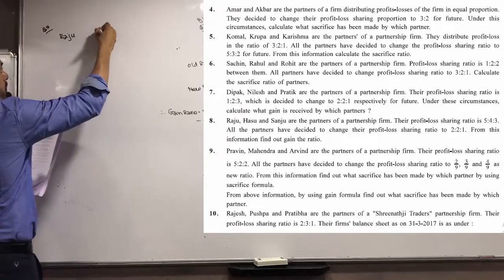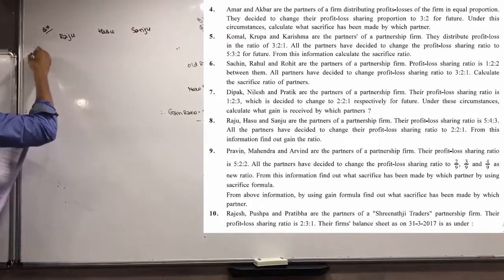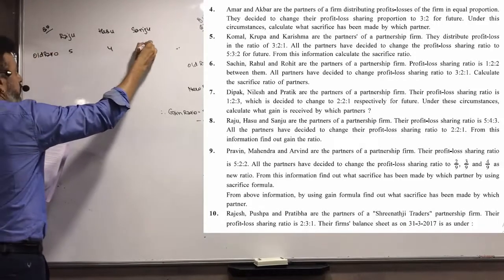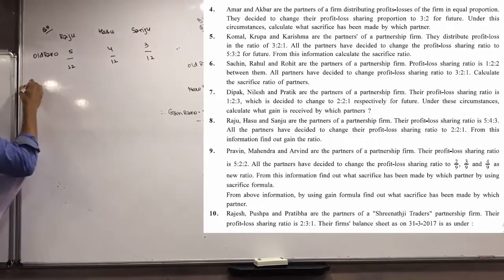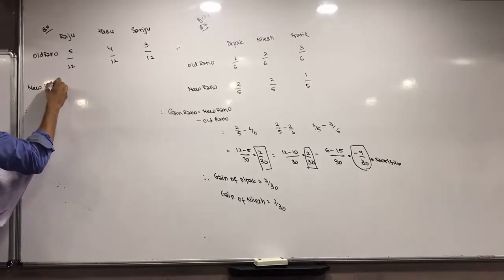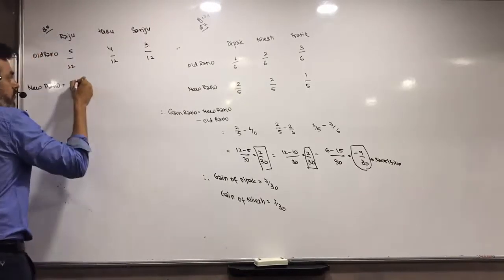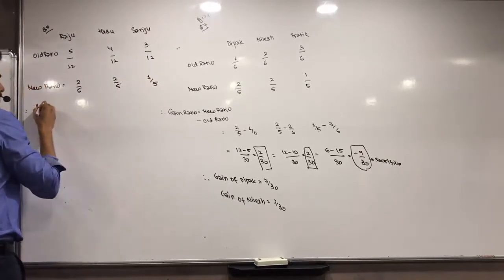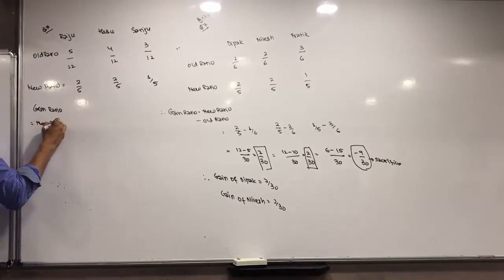Raju, Hasu and Sanju. Old ratio 5:4:3, so 5 by 12, 4 by 12 and 3 by 12. New ratio is equal to 2:2:1, so 2 by 5, 2 by 5 and 1 by 5. Gain ratio is equal to new ratio minus old ratio.